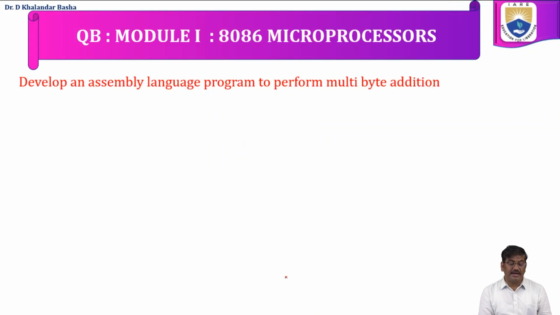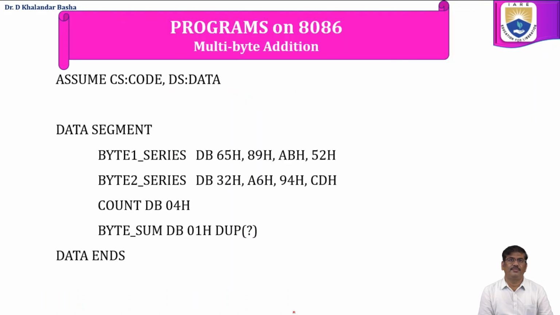The next one is to develop an assembly language program to perform multi-byte addition. Here we are given multiple values, assume some random data I am taking. We want to perform multi-byte addition where each data is multi-byte in the memory location. This we are going to add with one more data, and the result will be stored.